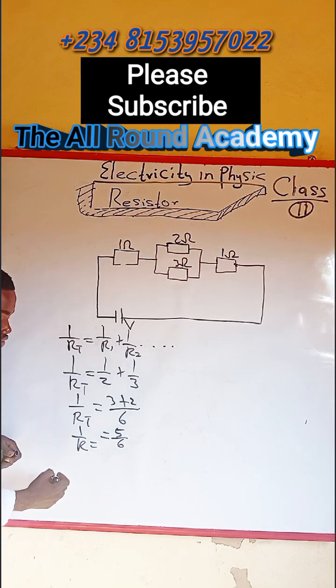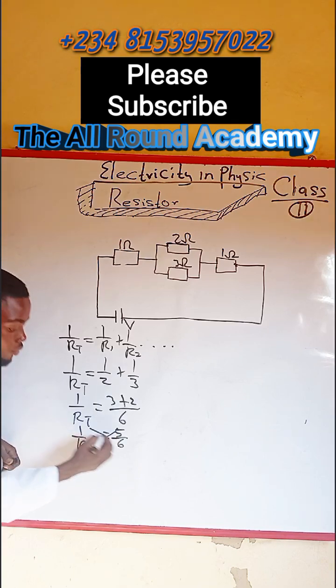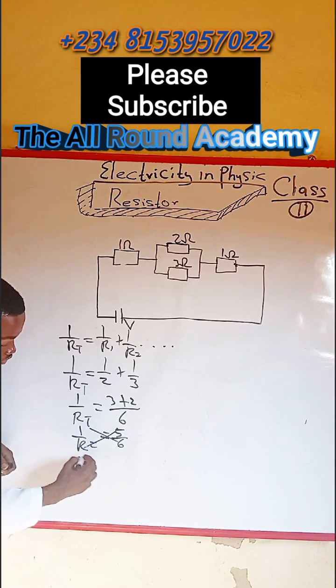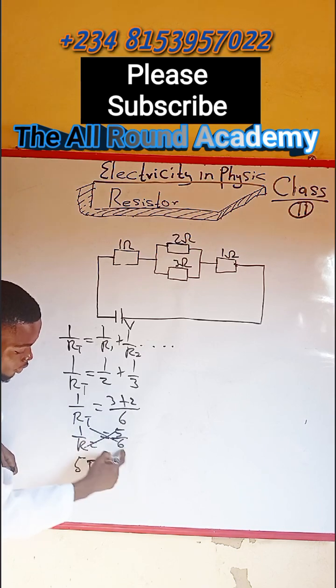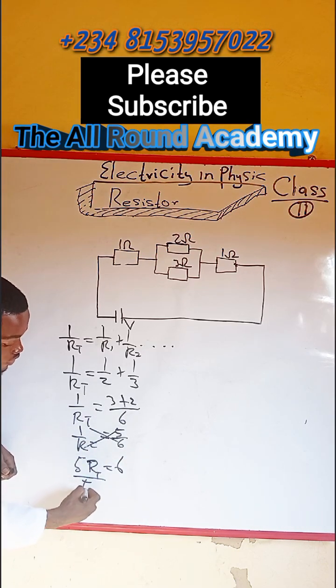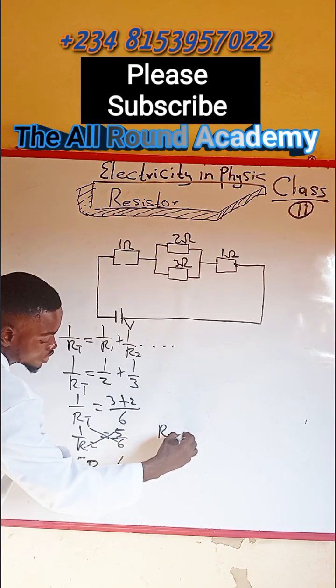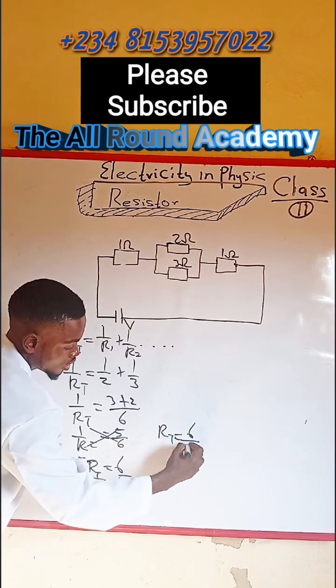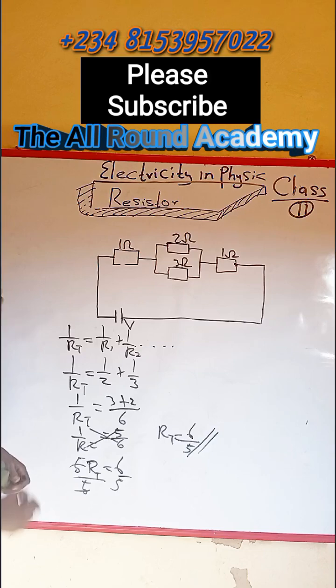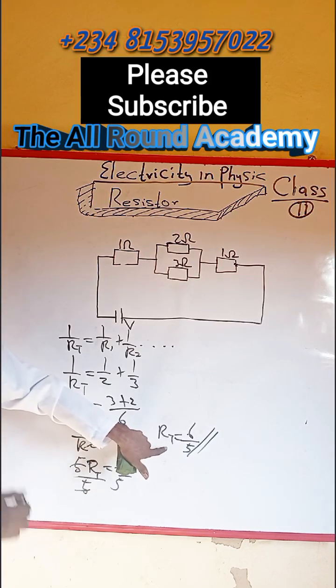And this now equals 1 over R total equals 3 plus 2, which is 5 over 6. All right, so I'm going to cross multiply, so that I have 5 R total equals 1 multiplied by 6, which is 6, divided by 5. This cancels this, so that R total is going to give us 6 over 5, and this is my answer for the resistance I have in parallel.